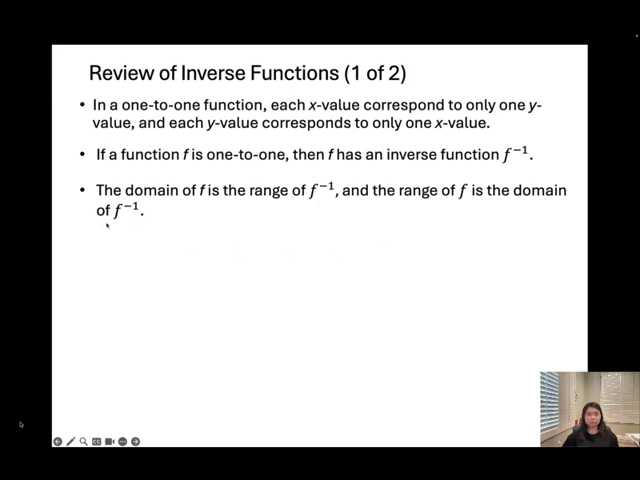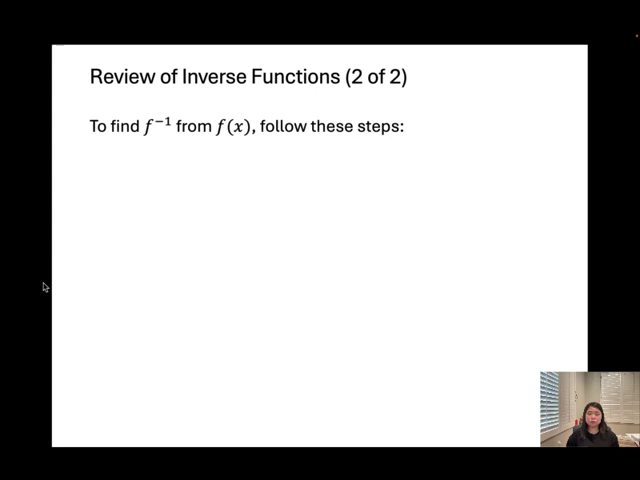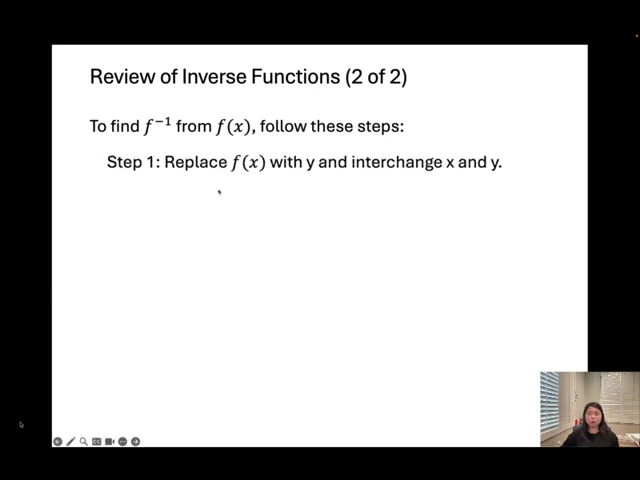The graphs of f and its inverse are reflections of each other across the line y equals x. When you graph it, the inverse function will be the reflection across this line. How to find the inverse function? Follow these steps. First, replace f of x with y, and then interchange x and y. Whenever you see an x, make it y, and when you see a y, make it x. Then solve for y here. Replace y with the inverse function notation.